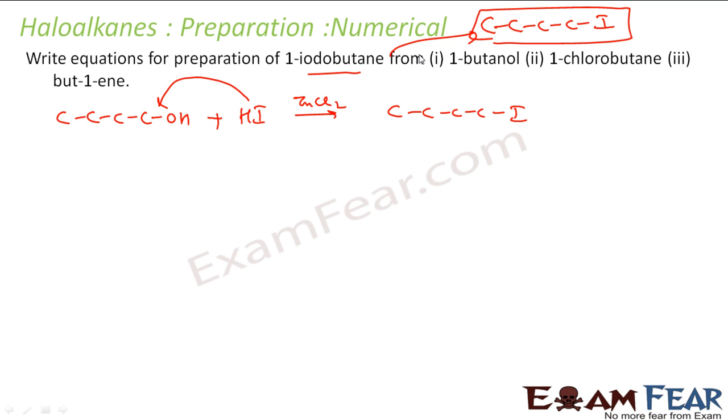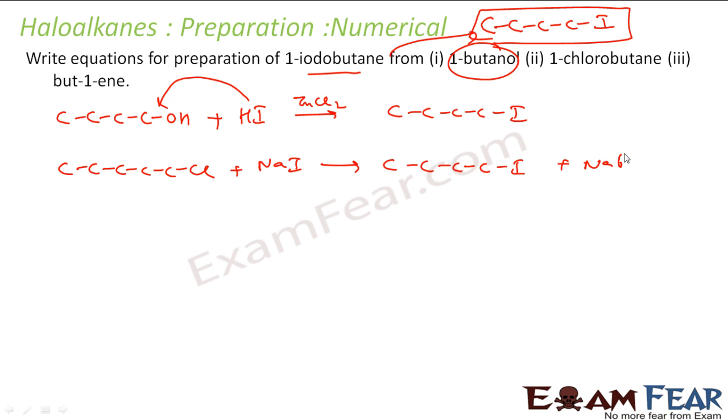The next is from 1-chlorobutane. 1, 2, 3, 4. I have a chlorine here. So what I can do is use the halogen exchange reaction now. I'll use NaI. This will be an equilibrium reaction. It will form the iodo compound here and NaCl. This happens in the presence of acetone, and this will precipitate out. So this reaction will move in the forward direction. This is done.